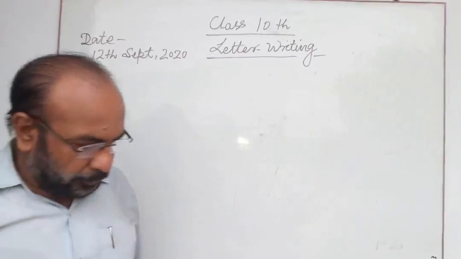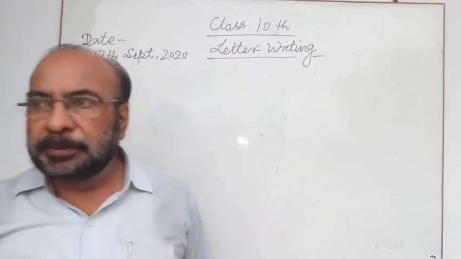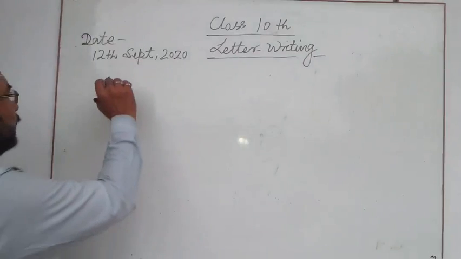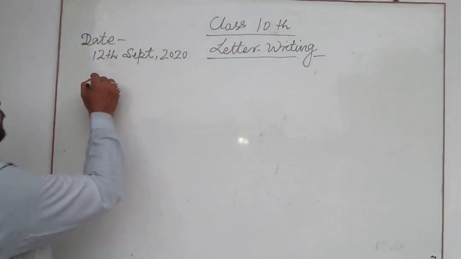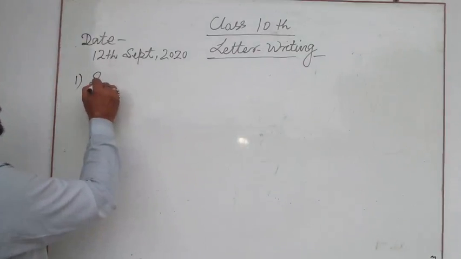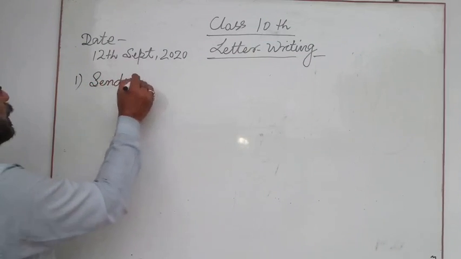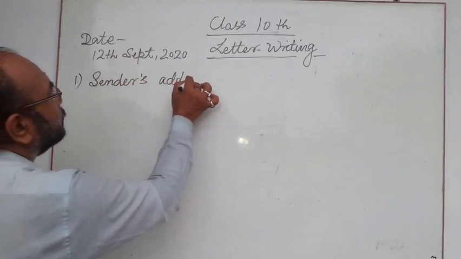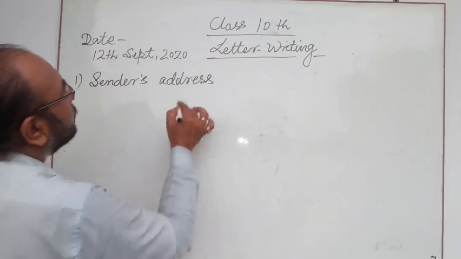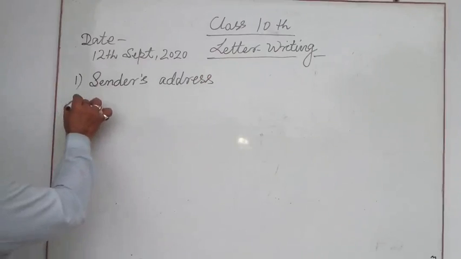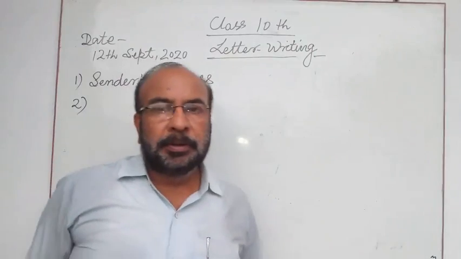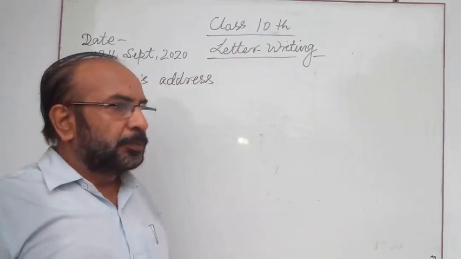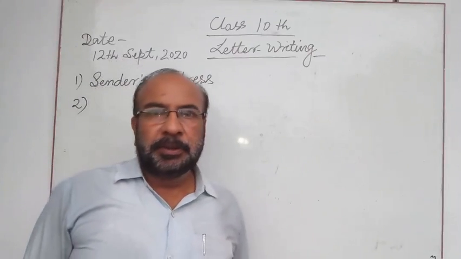I must tell you there are 8 basic parts of an informal letter. The first is the sender's address, which is written on the left hand side. And behind this, without any space, we should write the date on which you are sending the letter.